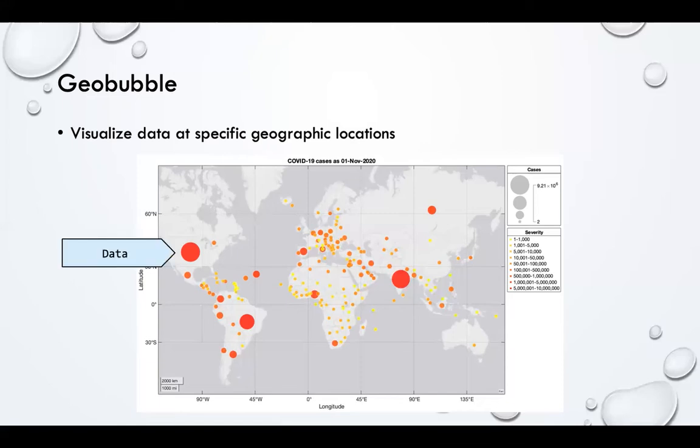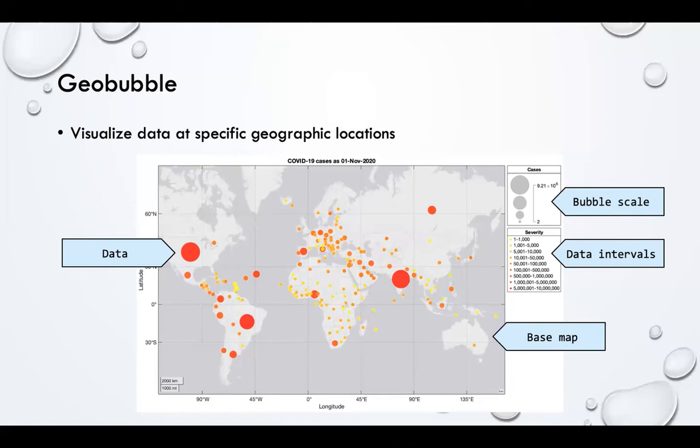So for this kind of geoplot, you need the data, which is like a big circle in the United States, where we got a very serious case count. And you need the data intervals. You also need to know what the bubble size or bubble scale is. And you need the base map, which is global, or you can show it locally. So how do you write these kinds of things?